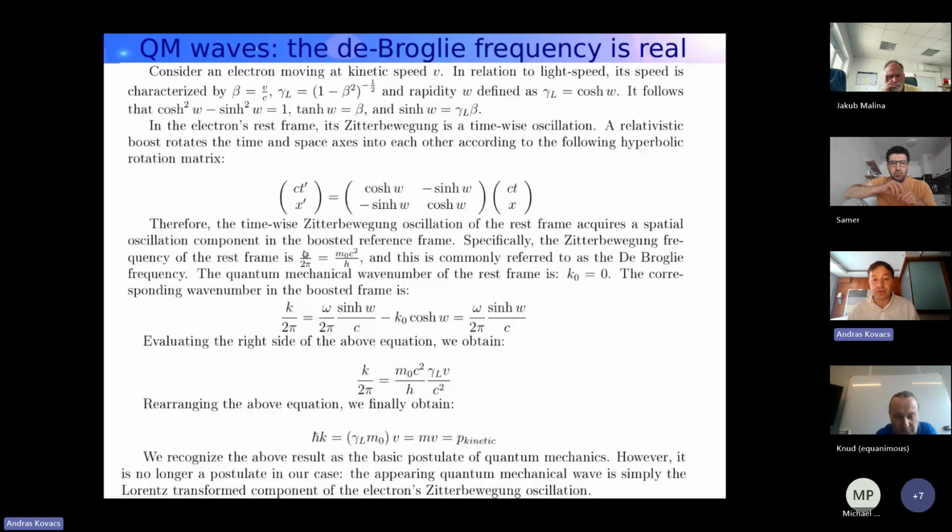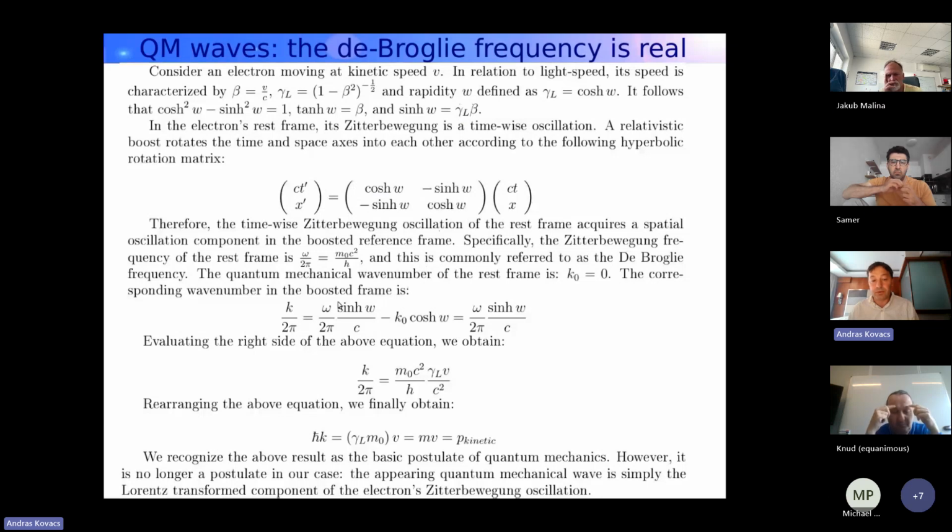The Zitterbewegung is an oscillation in time, and when we look at it from a boosted reference frame, the Lorentz boost mixes time and space coordinates according to this mixing matrix, where you see the sinh and cosh expressions, and W is the rapidity. Rapidity is the Lorentz boost parameter times the beta, which is electron speed over c. Well, this is relativity basics.